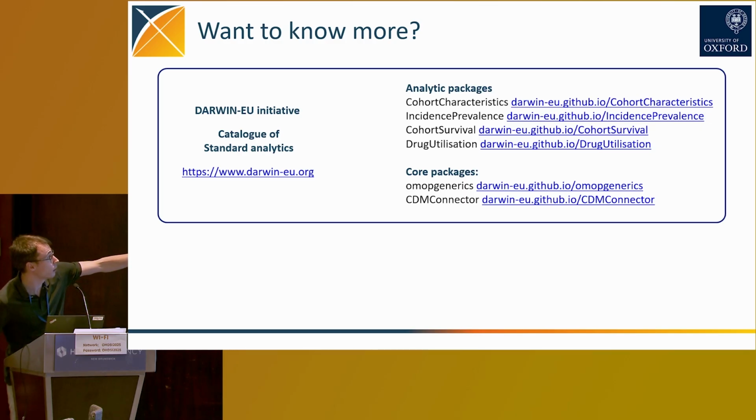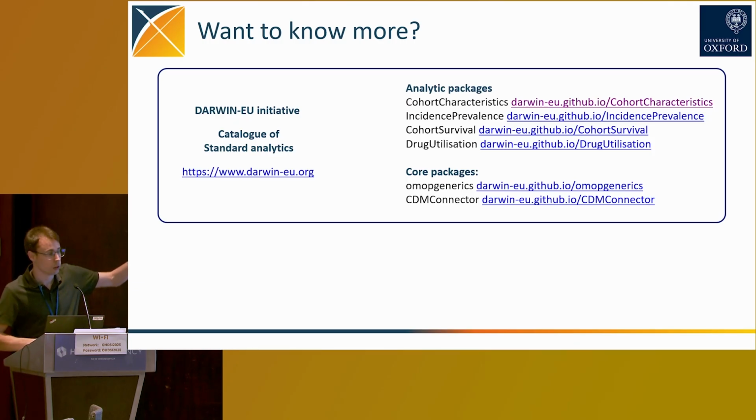Here there is the DARWIN-EU official website. You can go there for all the details of the project. Then you have the 4 analytical packages that I was mentioning. The first one, the one that I focused on and explained, is cohort characteristics. If you go there, you would have all the website documentation with everything that the package can do. And the same for incidence prevalence, cohort survival, and drug utilization, which I didn't have time to cover.